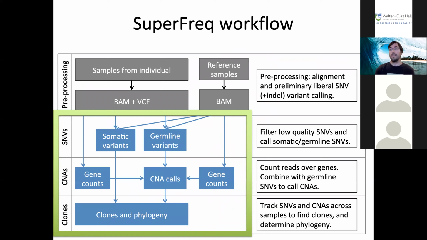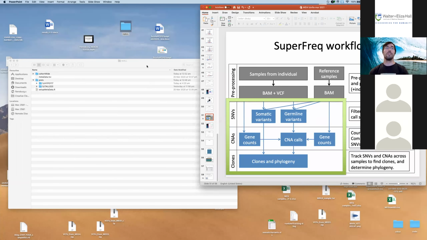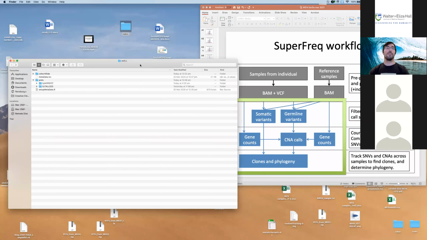Yeah, so that's it. So I think I have a few more minutes. I wanted to show you one more thing. I wanted to show you how SuperFreq output actually looks, because the beauty of it isn't looking at each part separately here, right? The nice part is to look at all of this together. So I'll just take a few minutes to show you what the SuperFreq output looks like.